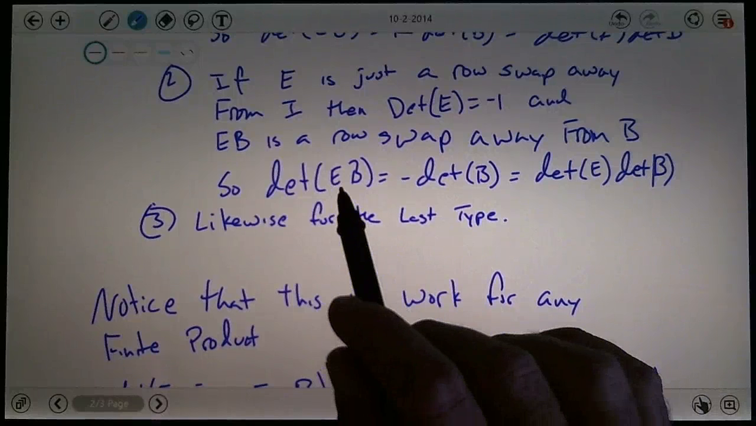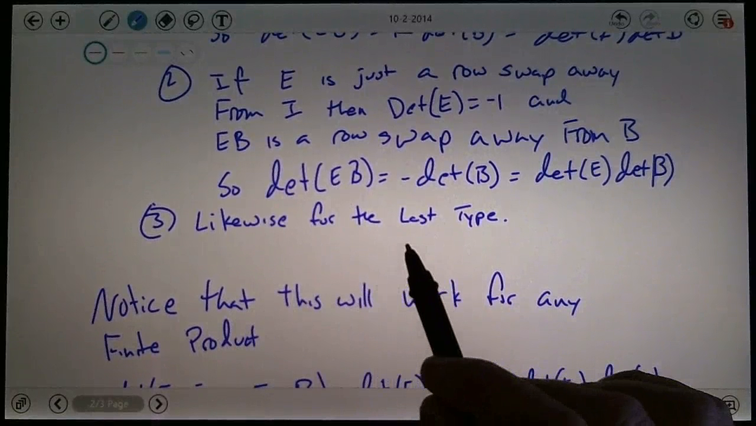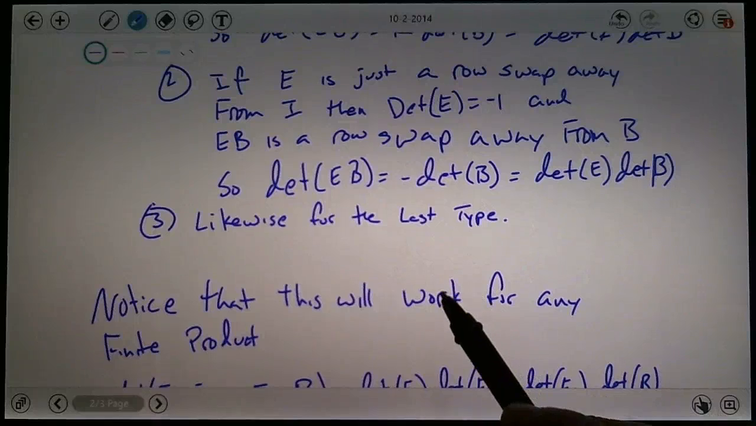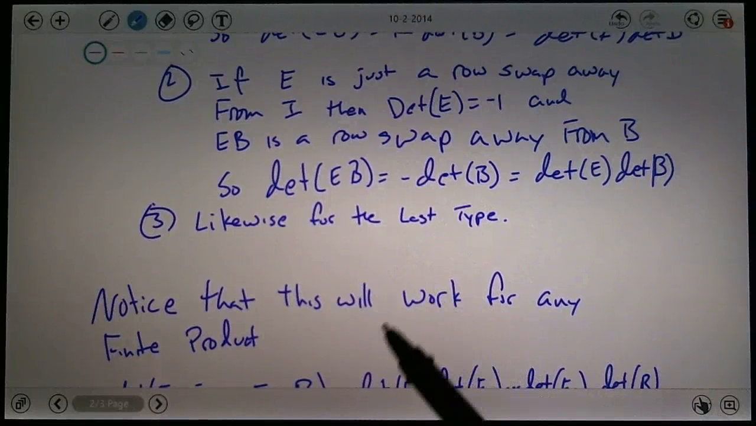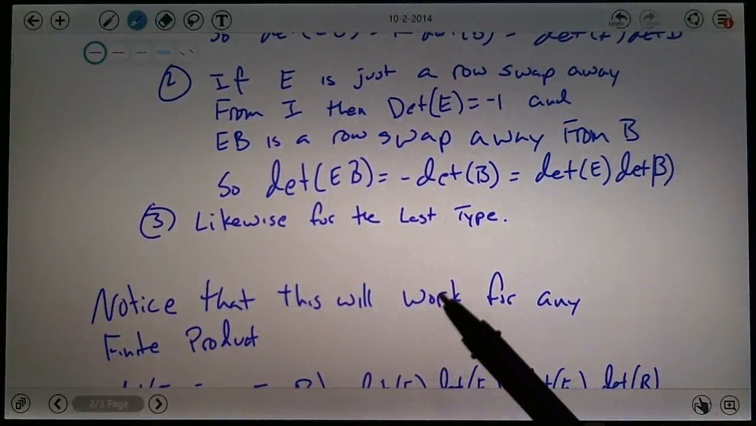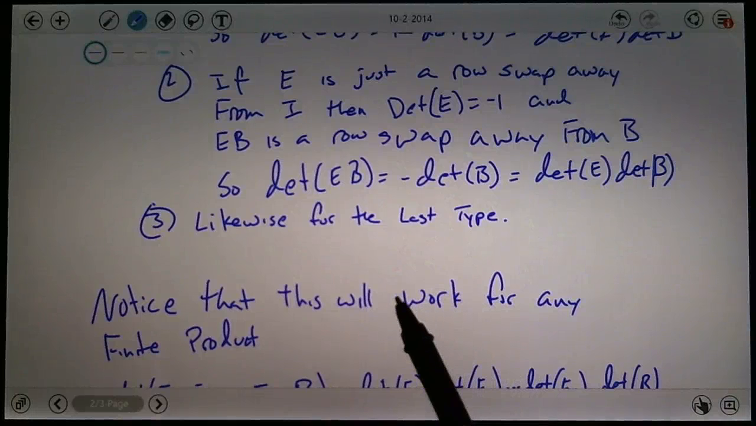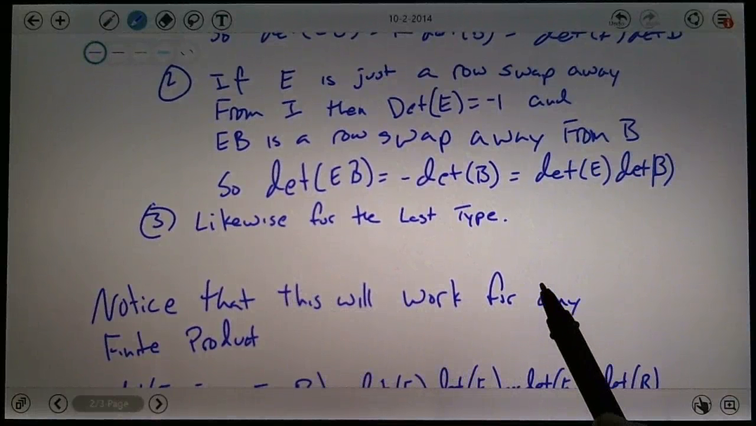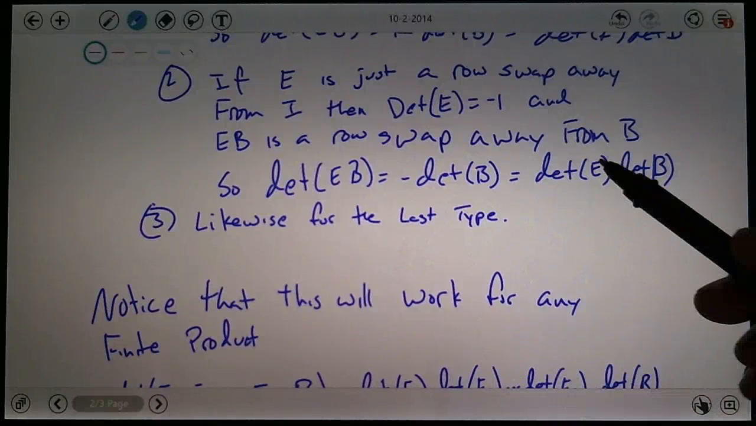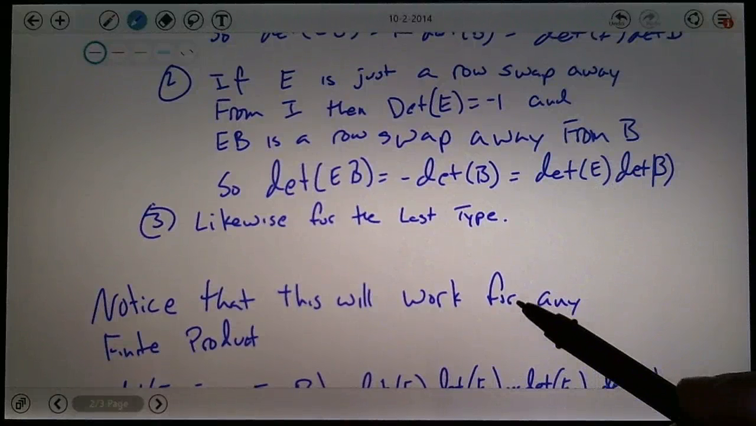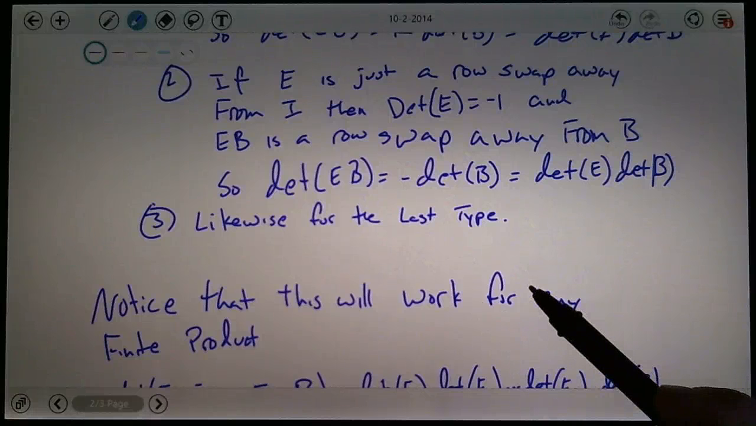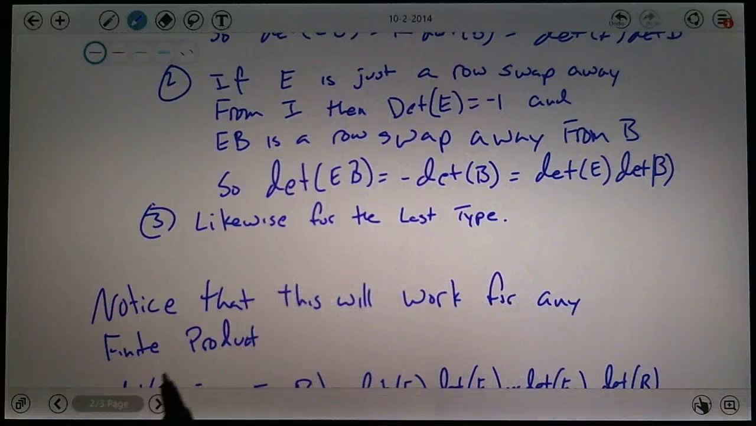If E is a matrix where you've taken an identity and added a multiple of one row to another, then the determinant of that matrix is still 1. And if you multiply that matrix times B, then you're just going to add a multiple of one row of B to another row of B, and its determinant would stay the same. So anyway, you multiply it by 1, and then you get the same thing.